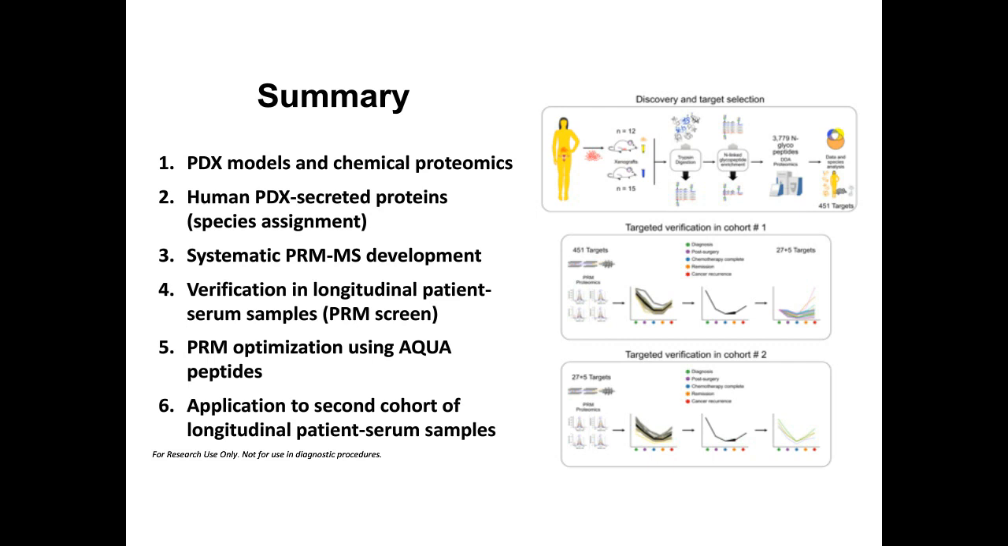number of PRM assays that we initially apply in something that we call a PRM screen to cohort 1 of longitudinally collected patient serum samples. We then mine these data based on slope profiles and narrow it down to a much smaller number of 32 peptides. We synthesize these as AQUA peptides and apply them to a second cohort of samples, and we're just in the process of completing this analysis.